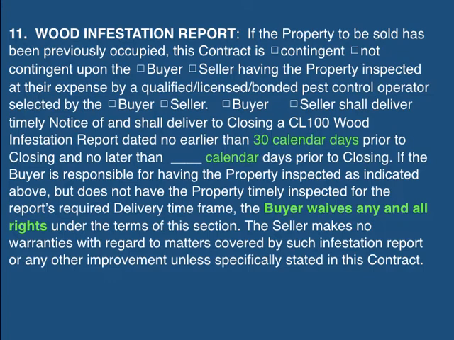So then if it is contingent, then they would have the buyer or seller having the property inspected at their expense by a qualified, licensed, bonded pest control operator selected by the buyer or seller. So you're going to decide who is going to pay for it and who is going to select the inspector, CL-100 termite guy. Is the buyer or seller going to pay for it? That's the first one, buyer or seller. And then the second is who is going to select it, buyer or seller.